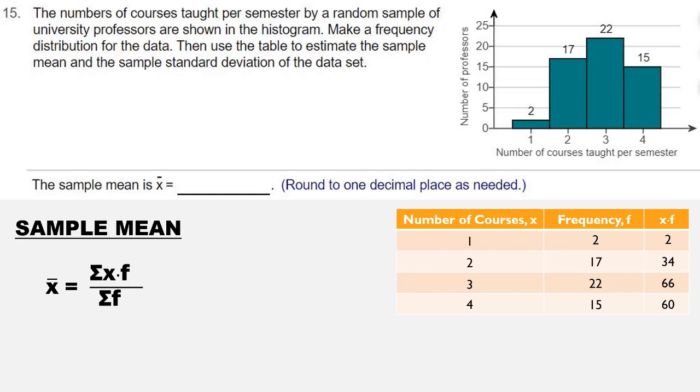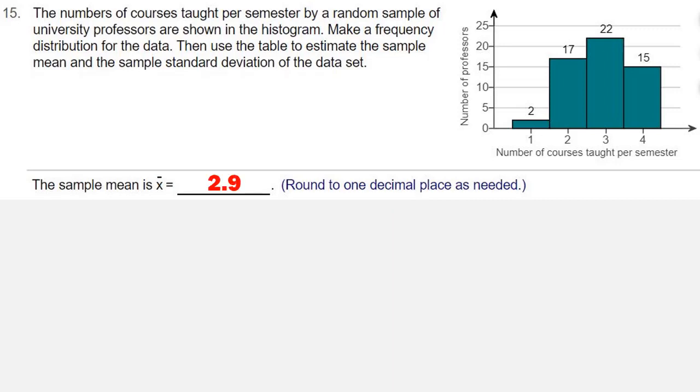So if I add the sum of the frequencies, I get 56. If I add the sum of the x times f's, I get 162. So the mean here is going to be 162 divided by 56, which is 2.89285 and so on. But we're asked to round to one decimal place, so this is 2.9.